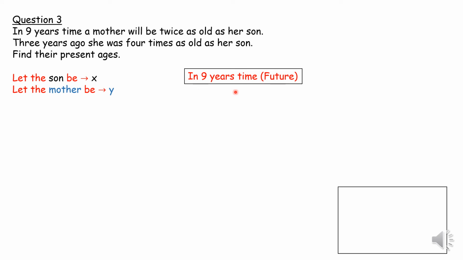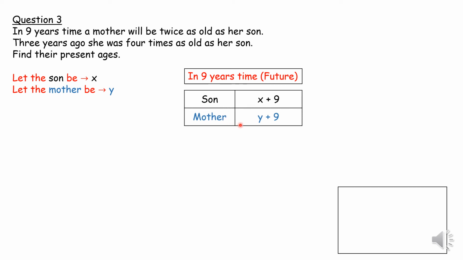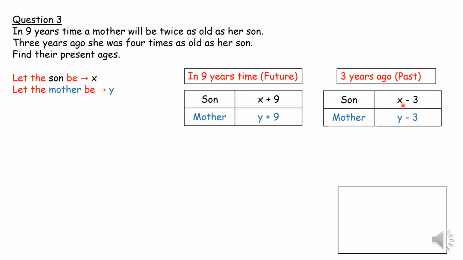What is important is that once the question says in 9 years' time, you should know that is in the future. So you must add 9 to the age of the mother as well as the age of the son, because the age of the mother does not stop as the son is aging, and so also the other way around. And the second part, it says 3 years ago, that refers to the past. So you have then to subtract 3 years from both of their ages.